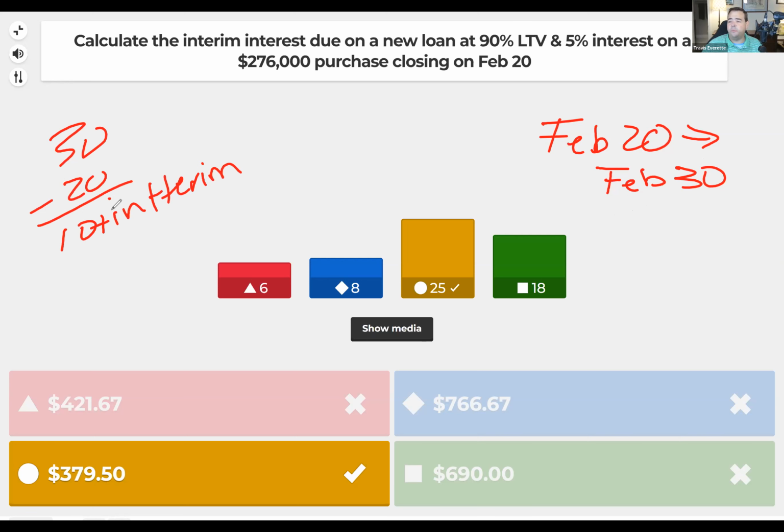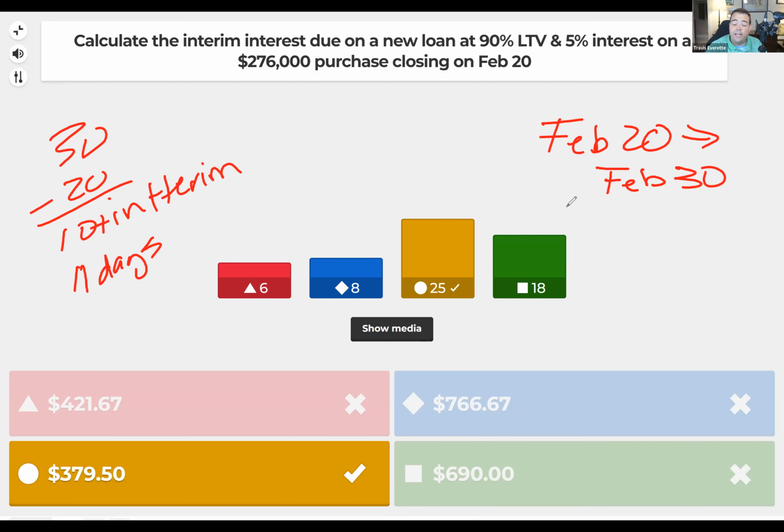Anytime you do interim interest, what do you have to do? Add one what? One day. Add a day. 10 plus the interim, that's 1 day. So how many days do we have total? 11. 11 days. How many of you think that helps you remember it? I think a little trick like that can be really helpful. So 11 days of interest.